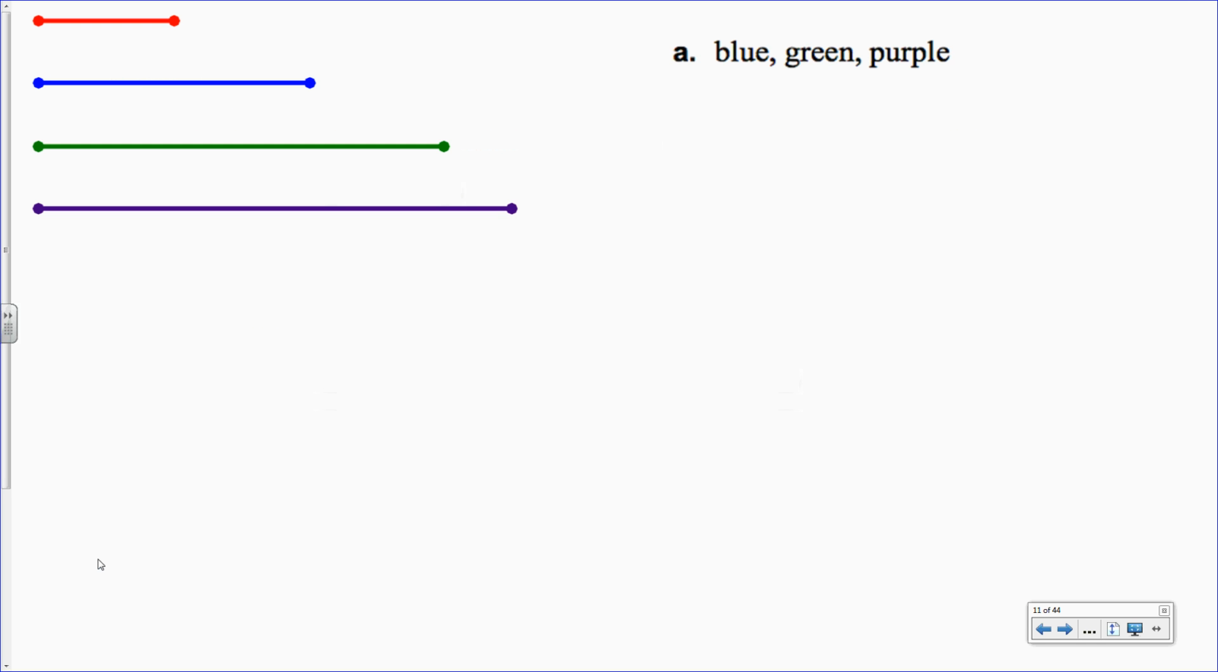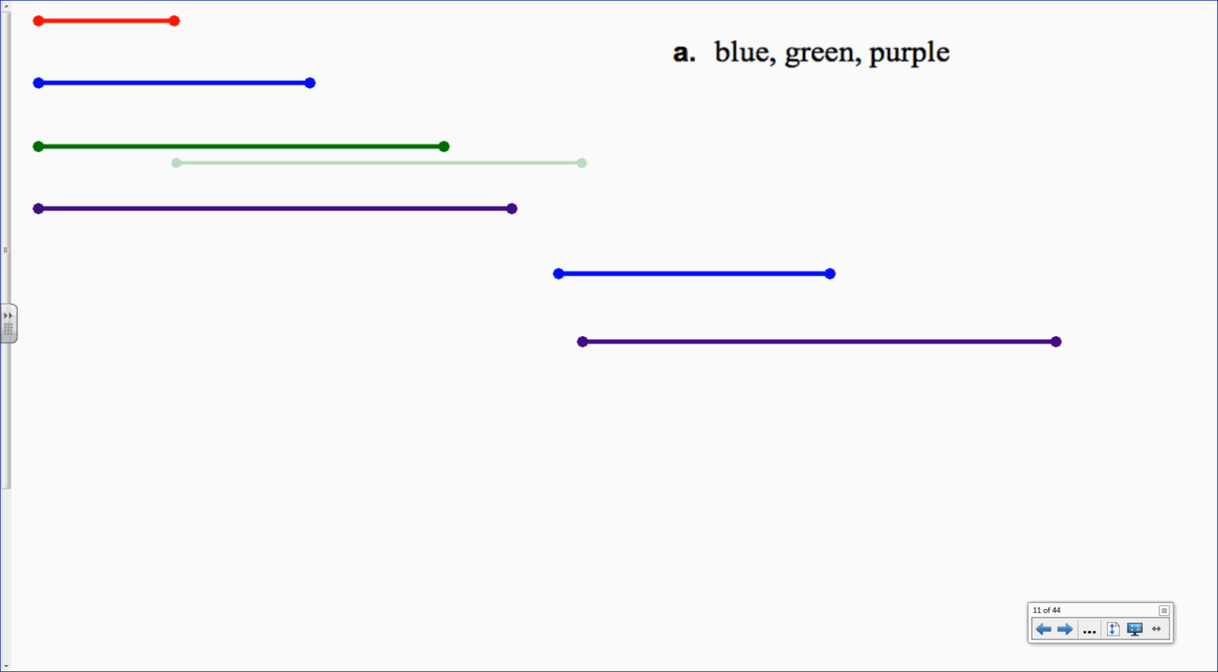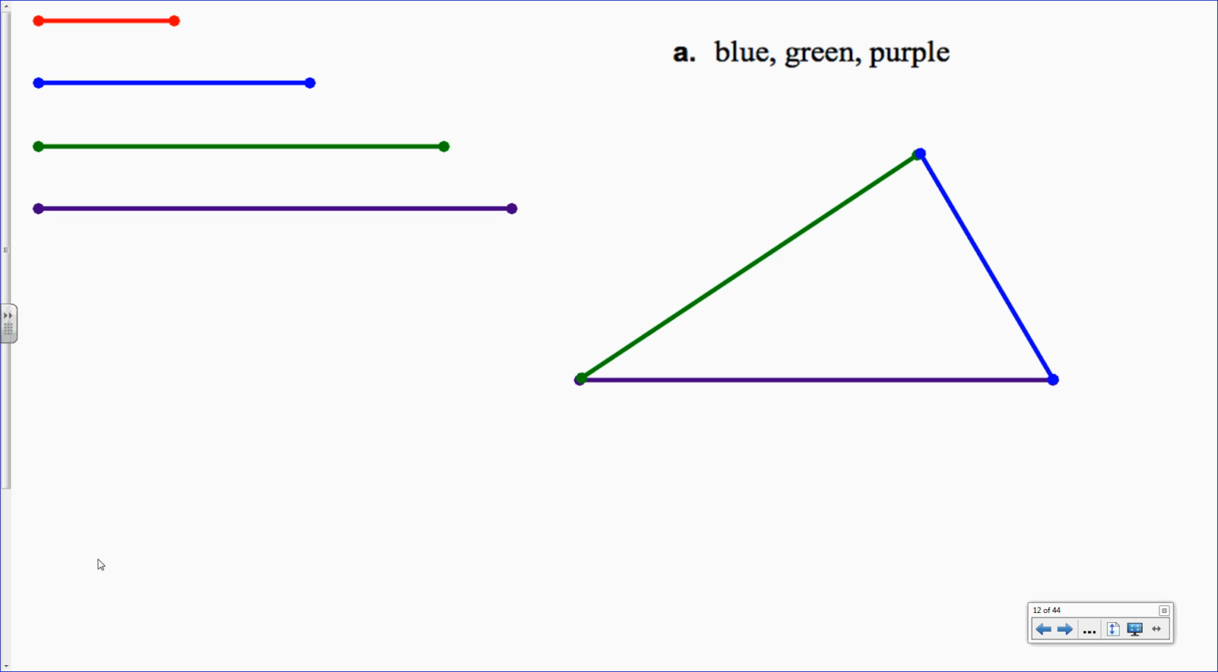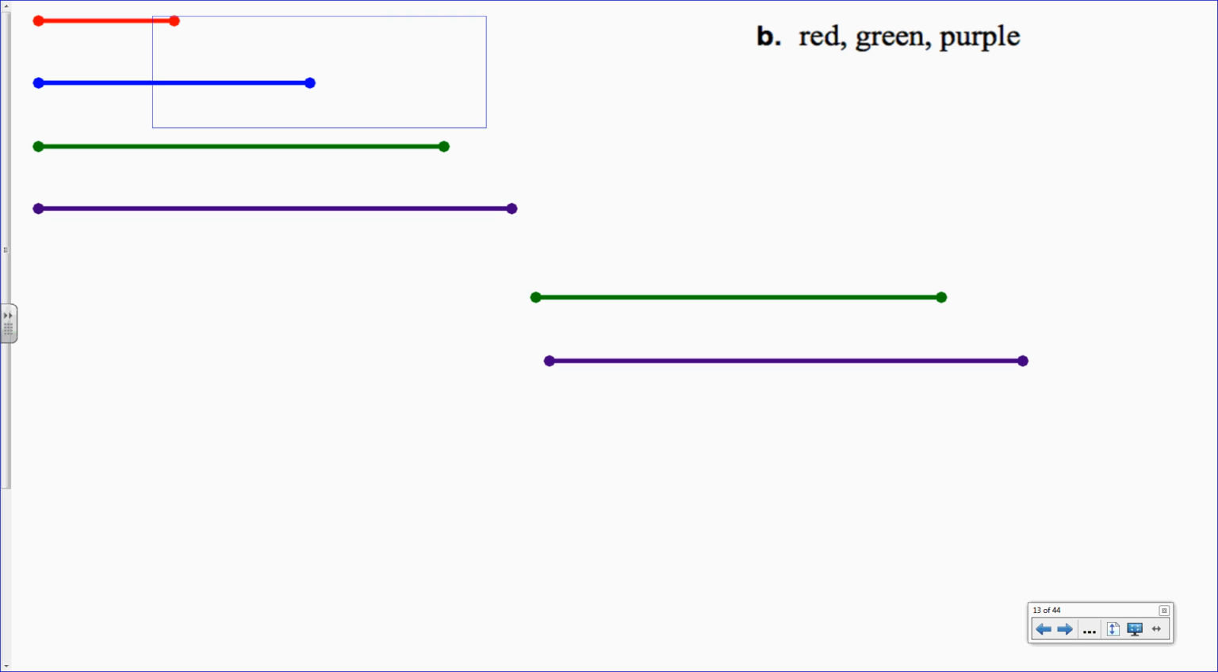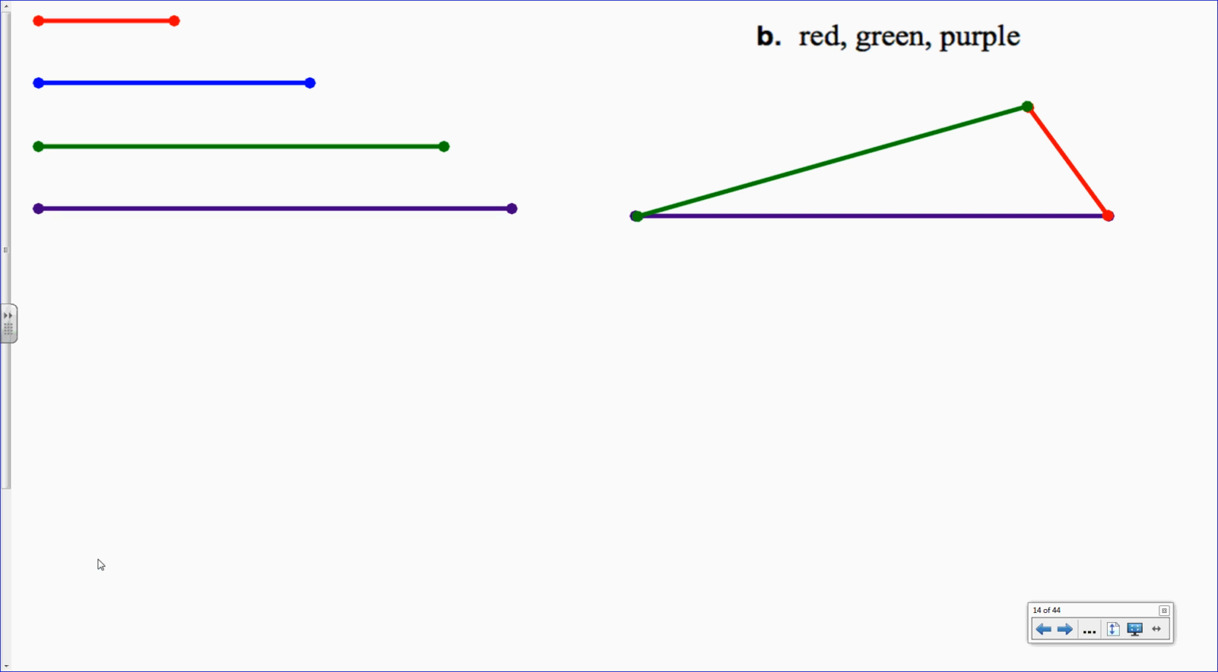So here I need blue, green, and purple. If I take a purple line and a blue line and a green line, just looking at those, do you think you can make a triangle with them? And the answer is yes. You can connect those and make a triangle. This one says red, green, and purple. So if I take my purple line and my green line, and this time I'm going to take a red line, and just looking at these, do these look like they could make a triangle? And if we were to connect the ends, indeed it would create a triangle.